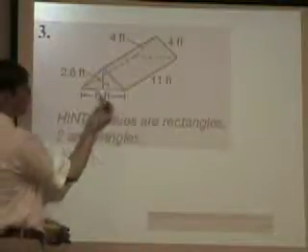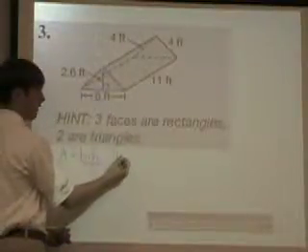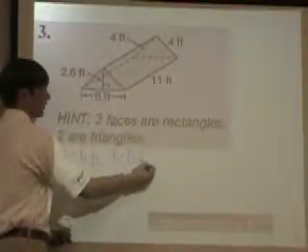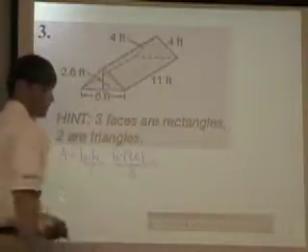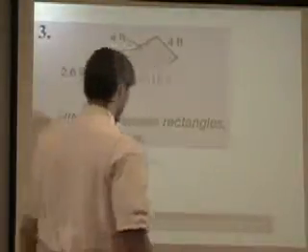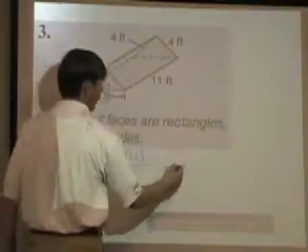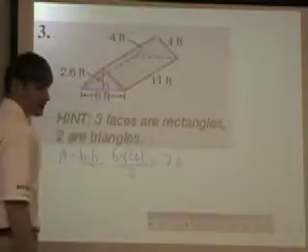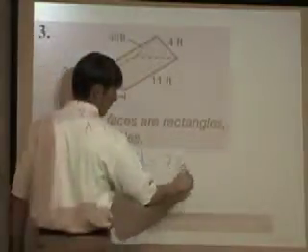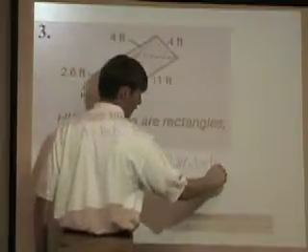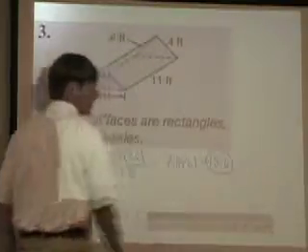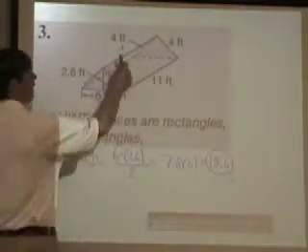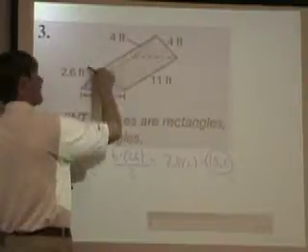Okay, so let's find out what it is. The base is 6. So I've got 6 times the height, which is 2.6, divided by 2, and that gives us what? 7.8. Okay? So this triangle is 7.8. This triangle is also 7.8, right? So if I multiply it times 2, I get what? 15.6. So this is the surface area of my 2 triangular parts.